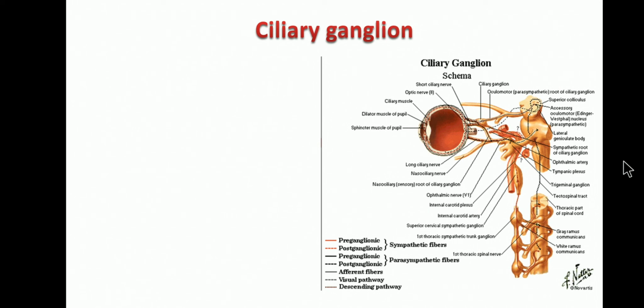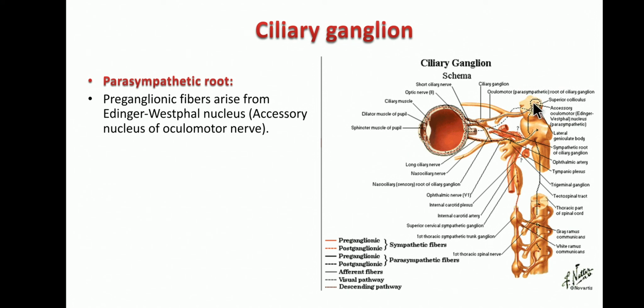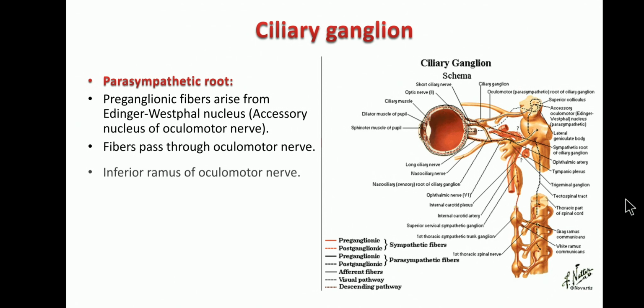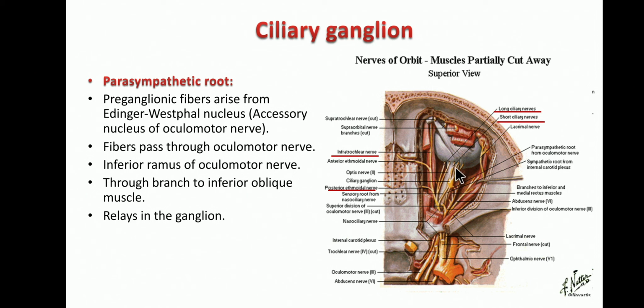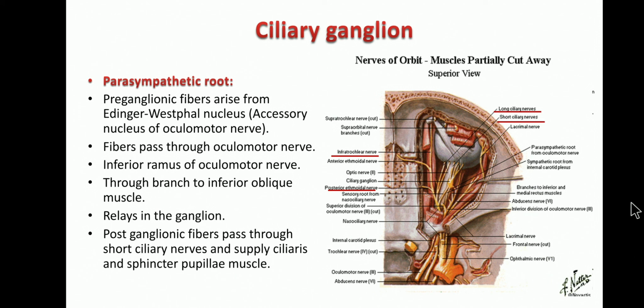They pierce the sclera of the eyeball, and finally they supply the sphincter pupillae and the ciliaris muscle of the eyeball. So it is mainly the preganglionic fibers from the Edinger-Westphal nucleus. Fibers pass through the oculomotor nerve and then through the inferior division of the oculomotor nerve, and then through the branch to the inferior oblique, and they relay in the ciliary ganglion. Then postganglionic fibers start from the ganglion. They pass through the short ciliary nerves, pierce the sclera of the eyeball and then supply the ciliaris muscle and the sphincter pupillae.